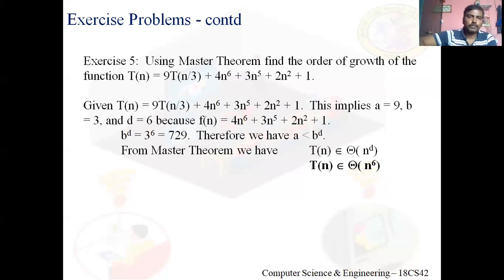So one more problem. See, in this recurrence, A is 9, B is 3, and f of n in this case is 4n to the power 6 plus 3n to the power 5 plus 2n to the power 2 plus 1. So the degree of this f of n is 6. So what will I find? A is less than b power d, which means the first case. T of n belongs to big theta of n power d. So T of n belongs to big theta of n power 6.